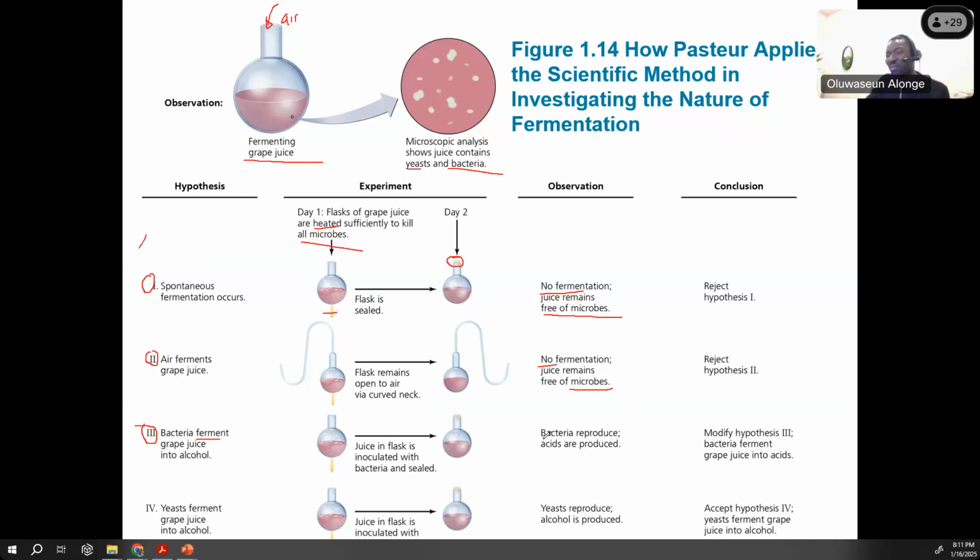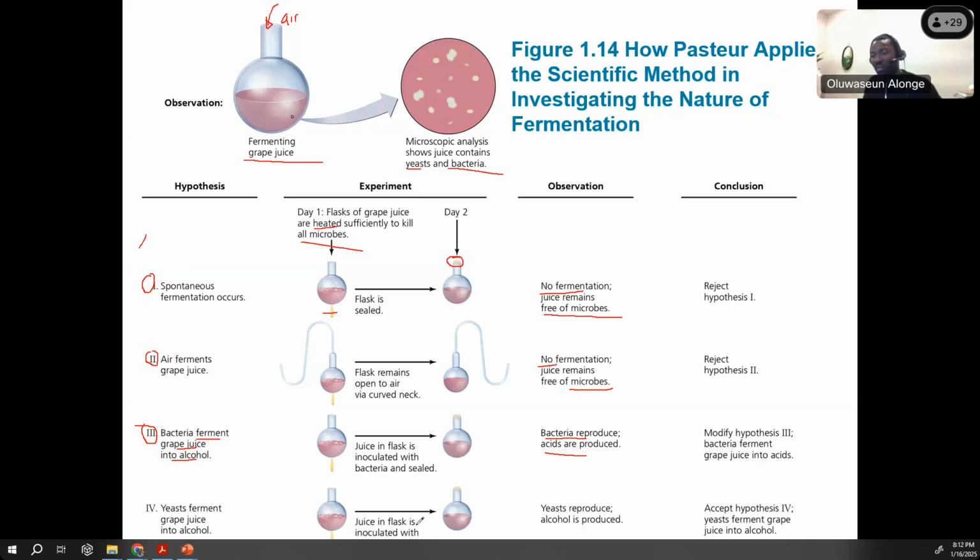All right, so he realized that the bacteria reproduce, and then he noticed that there was acid. So what does that mean? He then concluded that bacteria does not cause fermentation because alcohol was not produced. He concluded that bacteria will cause grape juice to be turned into an acid, not alcohol. So he changed the hypothesis.